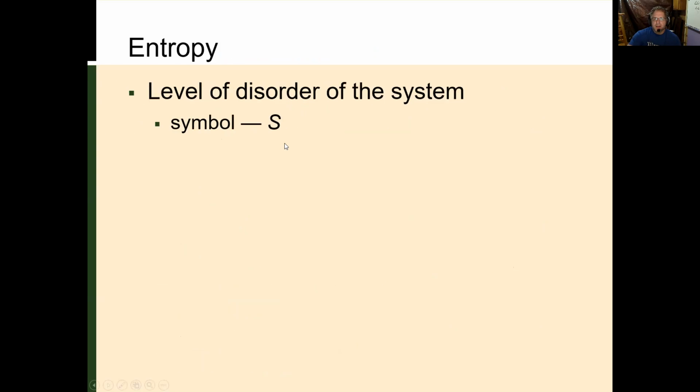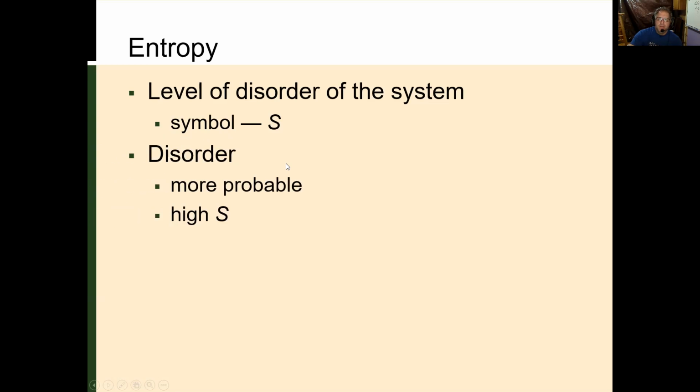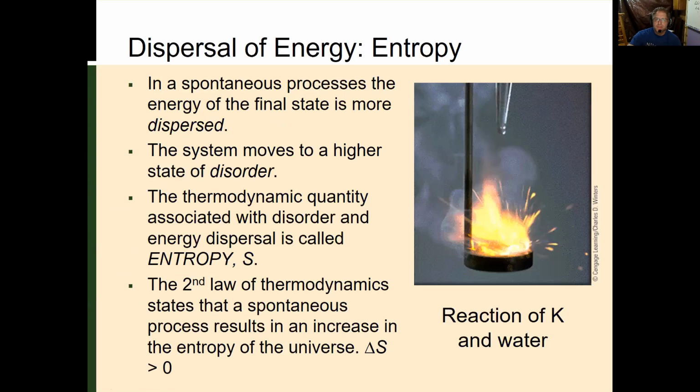Okay, I'll accept that for the moment. Its symbol is S. It's actually a measure of the total possible arrangements. The more arrangements, the more disorder that you have. Disorder is more probable and it has a high entropy. Order is less probable. So for example, if I drop a deck of cards on the ground, it's probably not going to be more organized than when I dropped it.